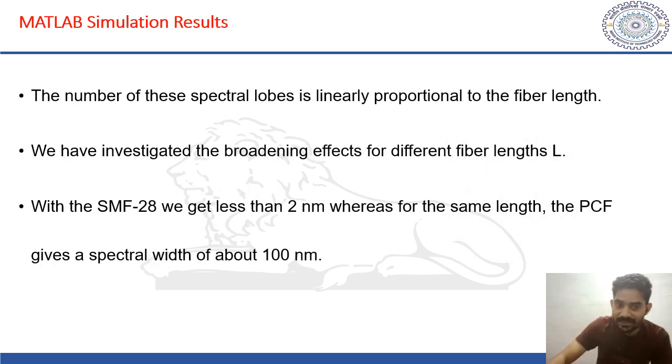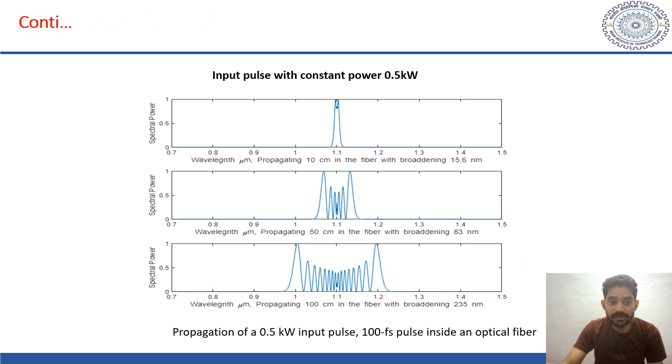The MATLAB results. The number of spectral lobes is linearly proportional to the length of the fiber. As we increase the distance, the number of lobes increases linearly. We investigated the broadening effects for different lengths of fiber. With single mode fiber 28, a special kind of single mode fiber, meaning conventional fiber, we get 0.2 nanometer broadening, but for the same length of photonic crystal fiber we get 100 nanometers of broadening. You can see the results here.